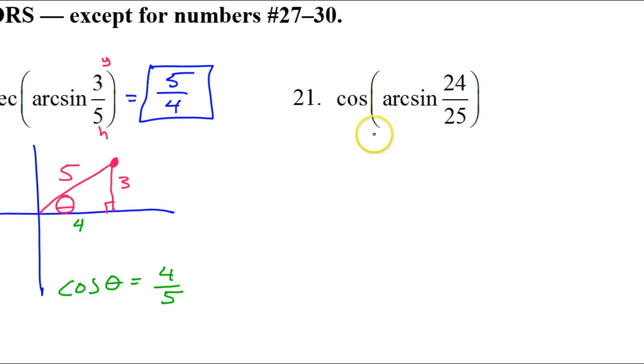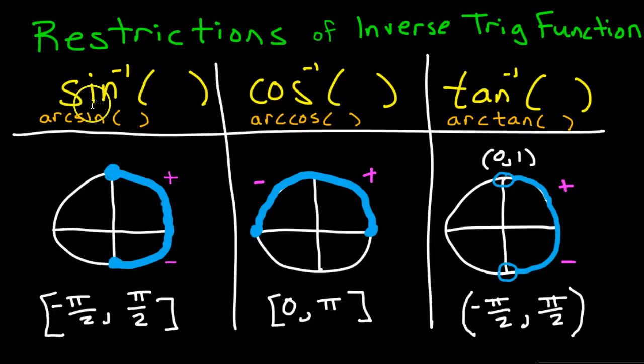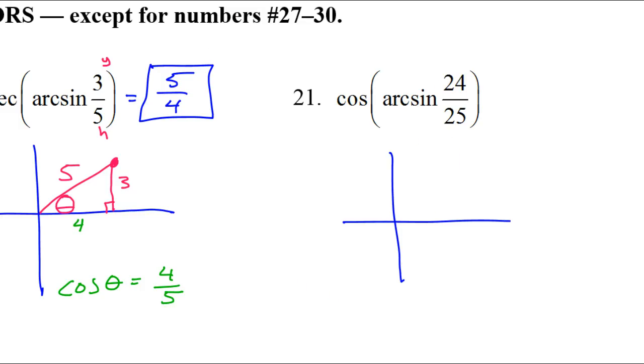Let's look at number 21. Arcsine is just an angle. It's the angle whose sine is 24 over 25. We don't know what this angle is, but we can draw a picture of it. I'm going to be careful to draw it on the right-hand side because arcsine is only defined in the first and fourth quadrants. The range is restricted. This is positive, so it must be in the first quadrant.